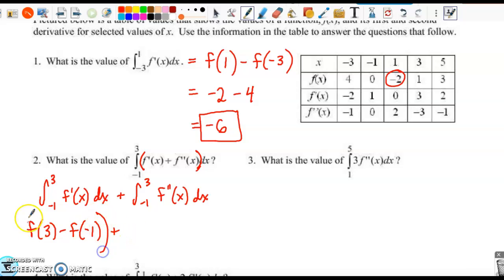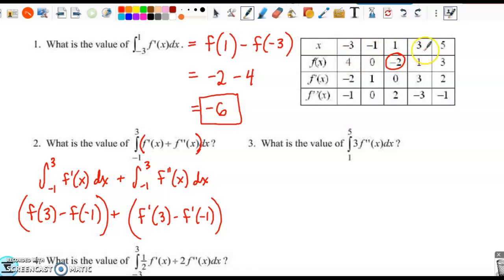We're going to add to that. Let me put giant parentheses here. Now remember, the antiderivative of the second derivative would be the first derivative, f prime of 3 minus f prime of negative 1. I did not give myself much room, but go to your table. f of 3 would be 1, f of negative 1 would be 0, so 1 minus 0 would be 1, and f prime of 3 would be 3, f prime of negative 1 is 1, 3 minus 1 would be 2, so I got an answer of 3 there.